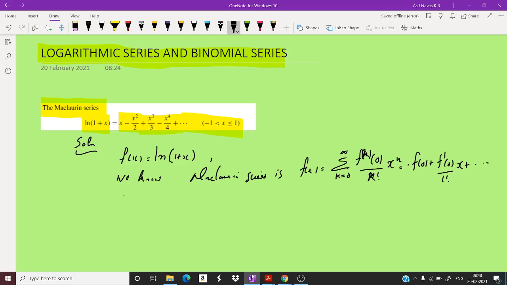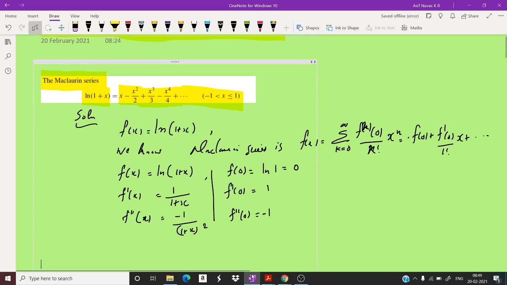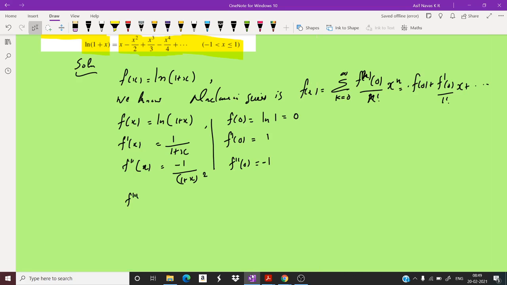And so here f(x) equals log(1 + x). Therefore, f(0) is equal to log 1, which is equal to 0. Similarly, f'(x) is the derivative of log(1 + x), which is 1 by (1 + x), and f'(0) is equal to 1. Similarly, f''(x) is equal to minus 1 by (1 + x) squared. Again, f''(0) is, if I put x equal to 0 here, minus 1.